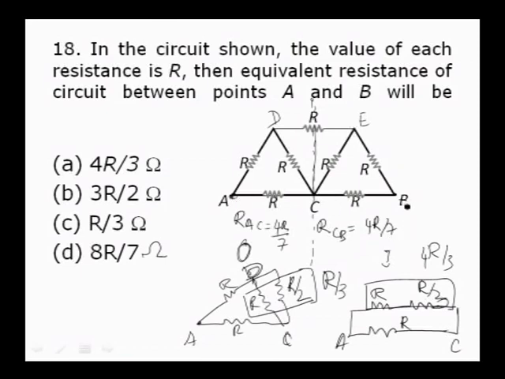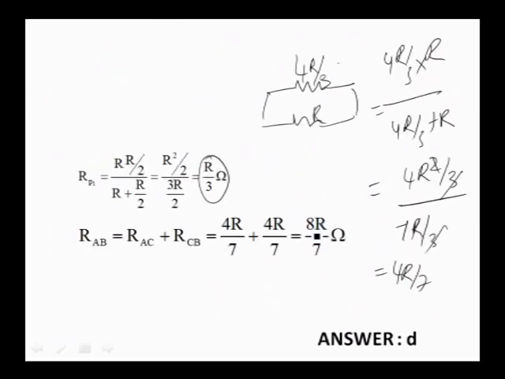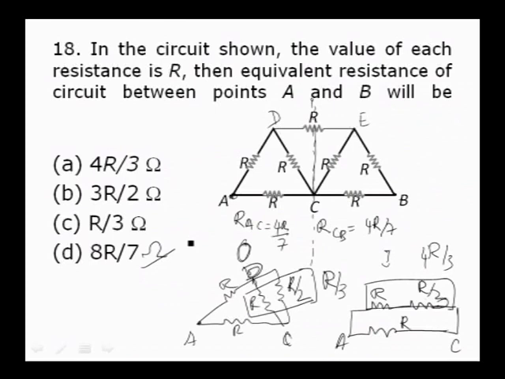Then they are in series, so you add. Add means multiply by 2, and we get the effective resistance RAB equal to this plus this. If you add these two, we get 8R divided by 7. So this is a lengthy problem. The correct option for this question is D.